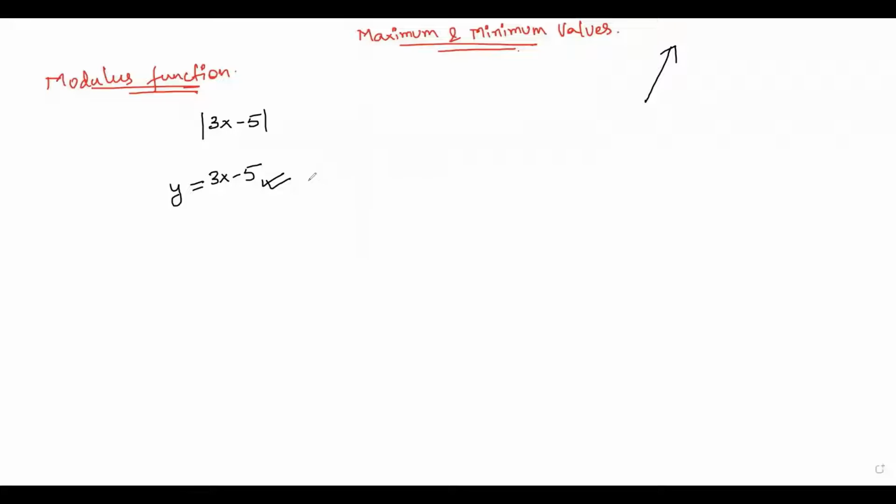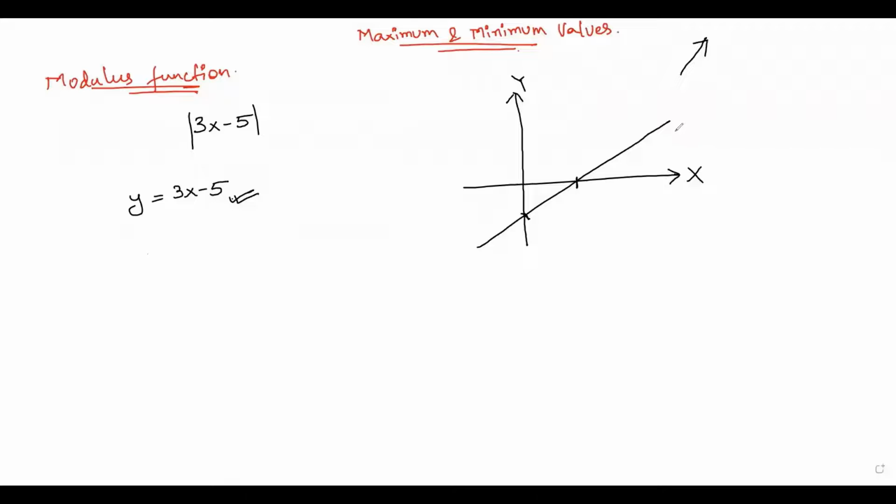Now, if you plot this line in the x and y coordinate axis, we'll be getting a line which looks something like this, where this is the x-intercept and this is the y-intercept. To find the x-intercept, we can simply put y to be 0, which will give us x to be 5 by 3. In a similar way, to get the y-intercept, we can put x to be 0. In that case, y would be minus 5. So this point would be minus 5 and this point would be 5 by 3.